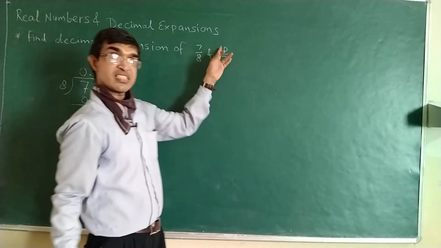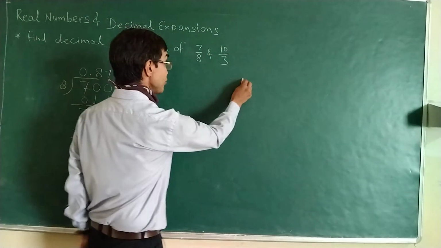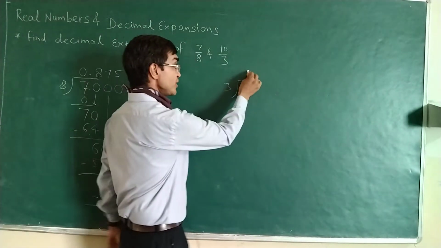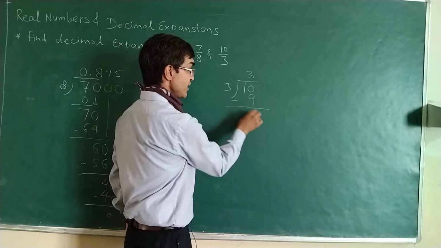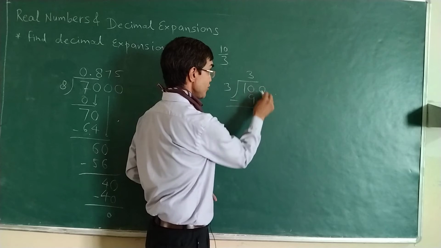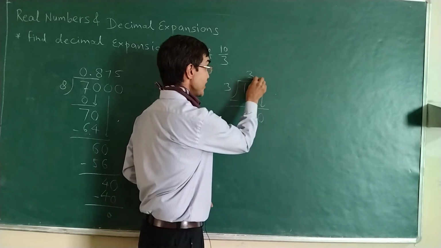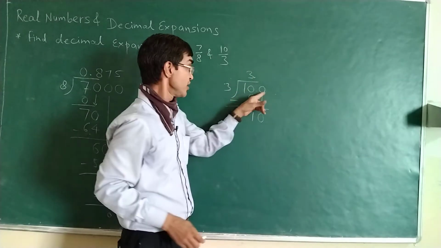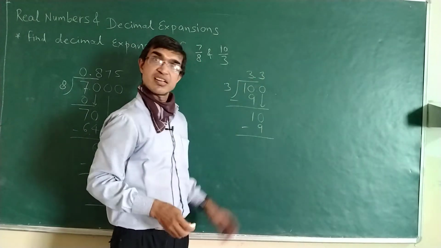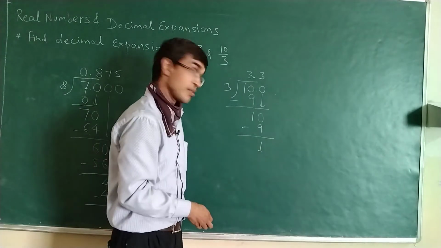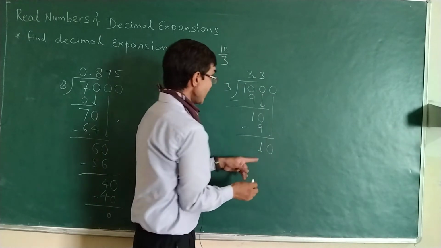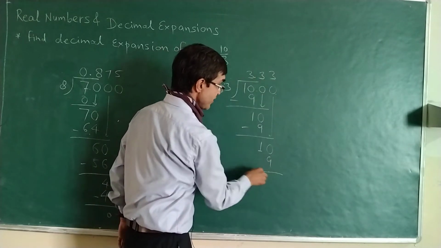Now we'll see this 10 by 3. How will we do this? This is 10 divided by 3. So 3 3s are 9, remainder is 1. Now we have to take a 0 here and put a decimal here because we have put an extra 0 here. Now again 3 3s are 9 and remainder is 1. Again if we put 0, this is again 10, so again 3 3s are 9 and remainder 1.